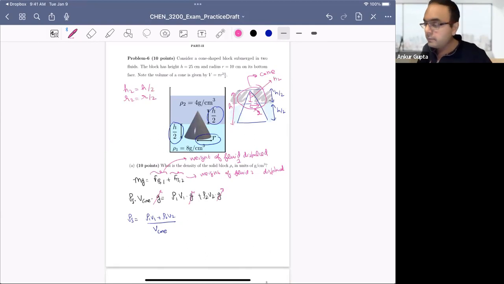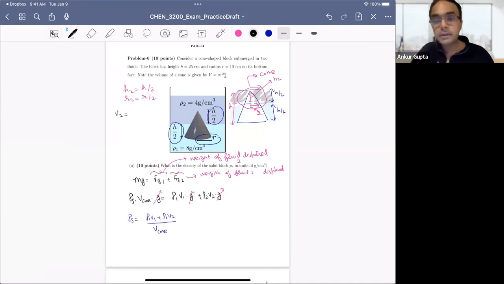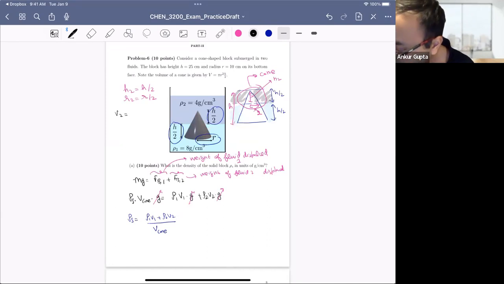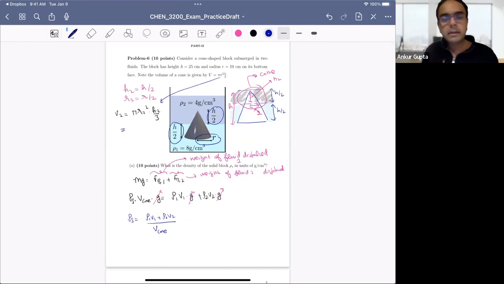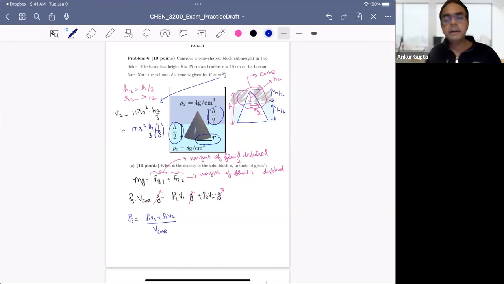So in a way, we are saying that the volume of the second part, V2, is like a cone, because it is a cone, just a chopped off cone, half with half height, is pi r2 square h2 by 3 using this formula, right? And if we plug in the values of r2 and h2, we will get pi r square h by 3 times 1 by 8, because everything is half. Radius is half, height is half.